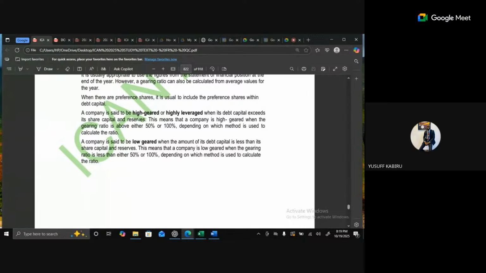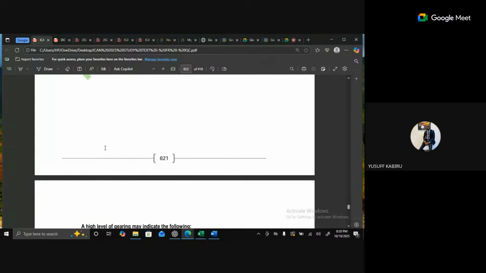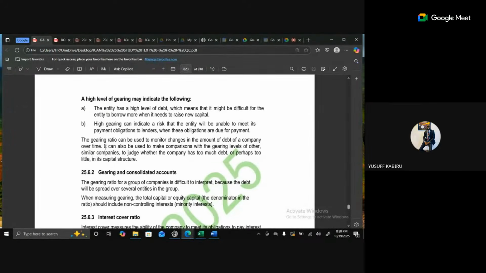Because getting more loan now would affect your profitability ratio. How? Your net profit will be reduced as a result of an increase in your finance cost, because the more loan you take, the more interest you would be paying. So that is how you link all these things together when it comes to ratio interpretation. I hope that is clear.